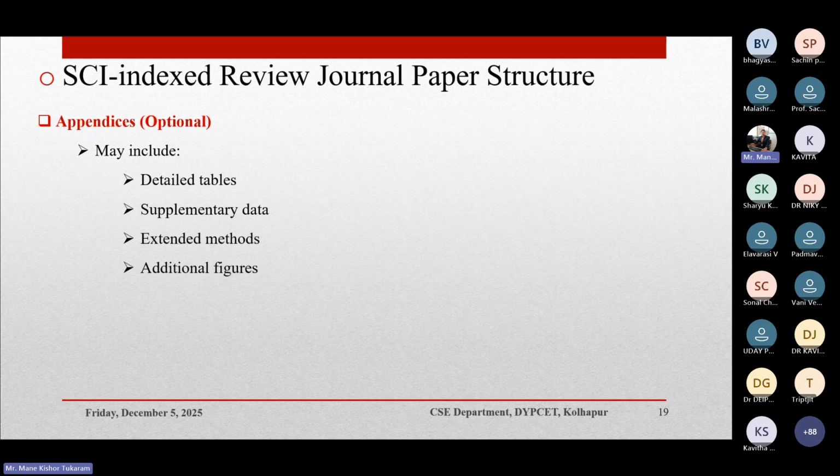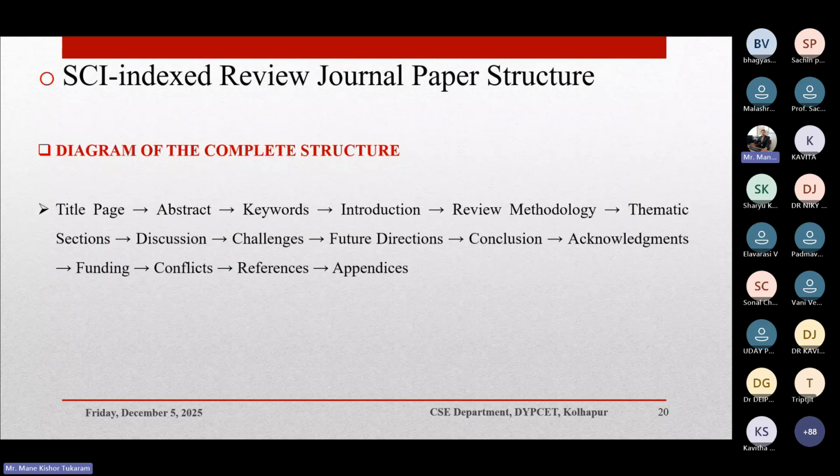So these are the contents which we have to write inside the review paper. What are the contents? That is the title page, abstract, keywords. Then we start with the review introduction, methodology, and the thematic section, where we can discuss each and everything in descriptive format as well as table format. Then we need to write the discussion, challenges, future directions, conclusion, acknowledgement. Then we have the funding, conflict, references, and appendix. So all these things we need to write for the SCI indexed review paper.